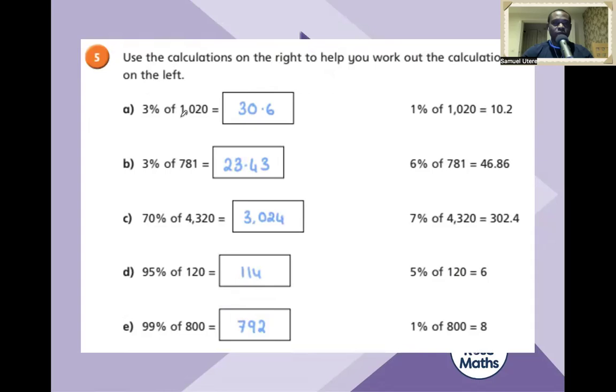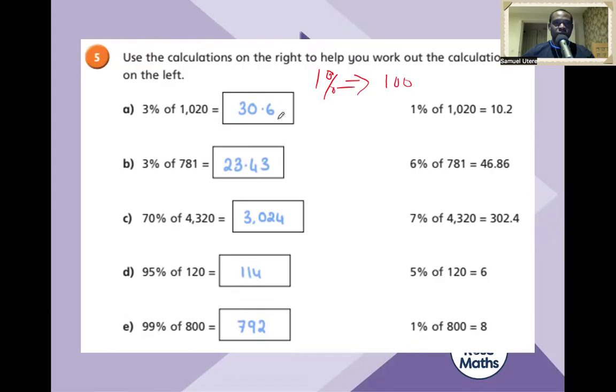So here, for 3%, you can find 1%. There's something I want to show you. Sometimes, although I haven't mentioned it, to find 1% of any amount, you divide by 100. So if I divide this by 100, that will be 10.2. And then 3 lots of 10.2 will be 30.6.